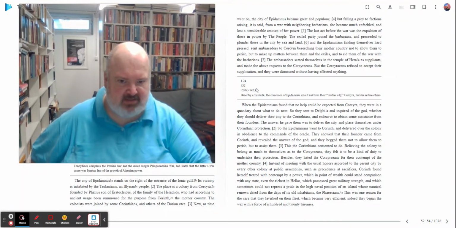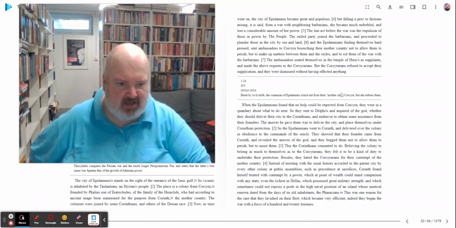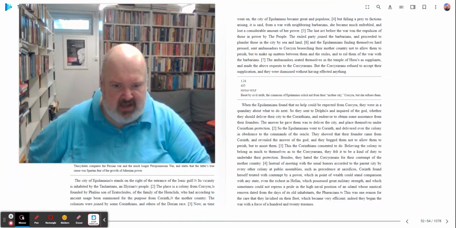So therefore they went to the mother country, and the Corcyraeans refused. Epidamnos was a colony of Corcyra, and Corcyra was a colony of Corinth. When the Epidamnians found that there was no help to be expected from Corcyra, they were in a quandary of what to do next. So they sent to Delphi, the oracle of Delphi, and inquired of the god whether they should deliver their city to the Corinthians and endeavor to obtain some assistance from their founders.